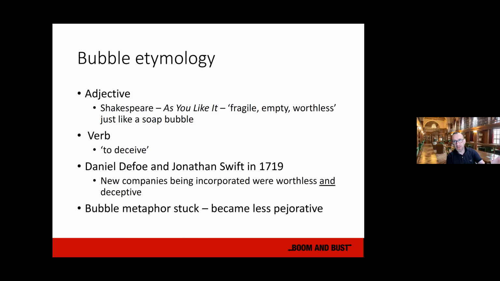By the time satirists like Daniel Defoe and Jonathan Swift were writing in 1719 and into 1720, they were witnessing all of these new companies being incorporated in London. For them, these new companies were worthless, but also deceptive. And so they applied the word bubble to these companies. This led to a very famous piece of legislation in the UK, the Bubble Act, which was a way of curtailing these so-called bubble companies being established. And so the bubble metaphor stuck. Over the last 300 years, we still use it, but it's become a bit less pejorative. It's got less of a sense of deceiving and more of a sense of something that's fragile, empty, and worthless.